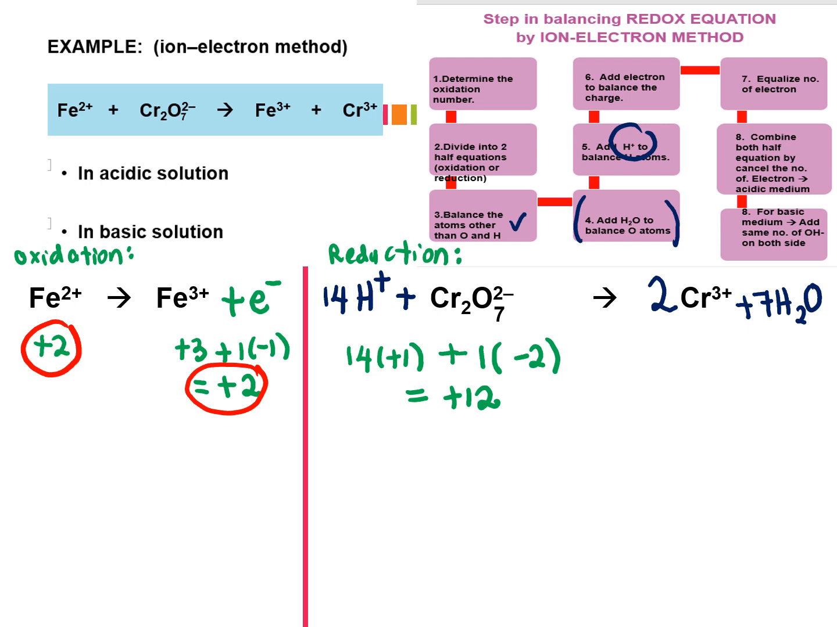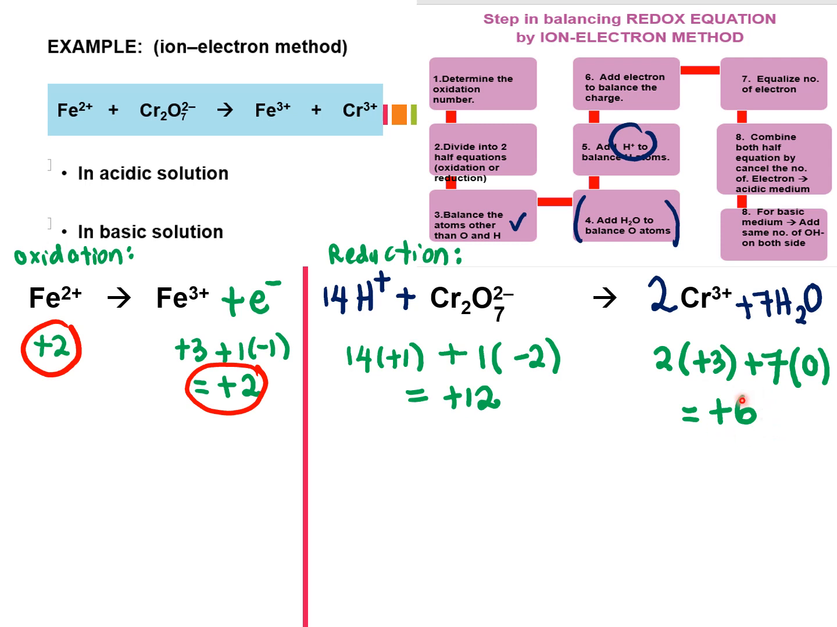Look at the right side of the second half equation, which is 2 moles of Cr3+, which is 2 times positive 3, plus 7 times water. What is the oxidation number for the neutral molecule of H2O? 0. Medan already explained earlier in the lecture slides. For a neutral molecule, we take zero charge. So the total will equal positive 6 on the right side. So check the left side positive 12, while the right side is positive 6.